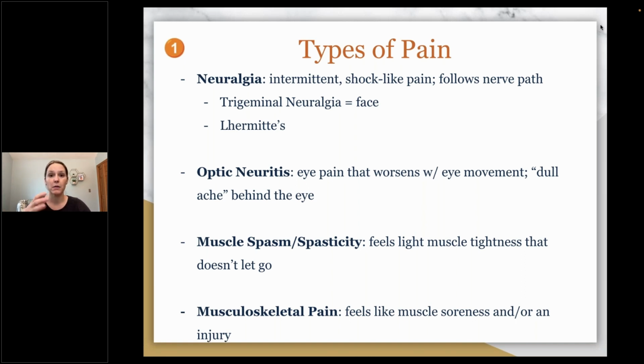So it can happen to any muscle, but it can feel like just a little tightness or a lot of tightness. Spasms will sometimes let go. We might feel like it's flinching a little bit. So it can tighten, release, tighten, release. Musculoskeletal pain, this often feels like muscle soreness, or what we might imagine we would feel after an injury. So again, both muscle spasms and musculoskeletal pain can happen even without MS. Spasticity, that more intense level of muscle tightness, is more associated with multiple sclerosis. The light tightness is more of the muscle spasm.